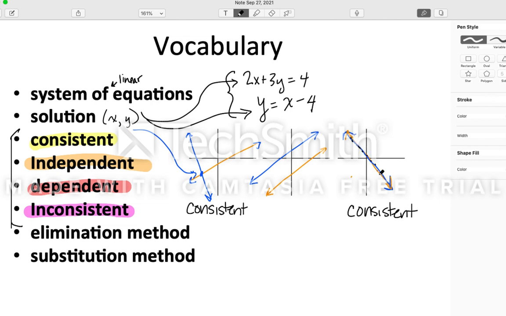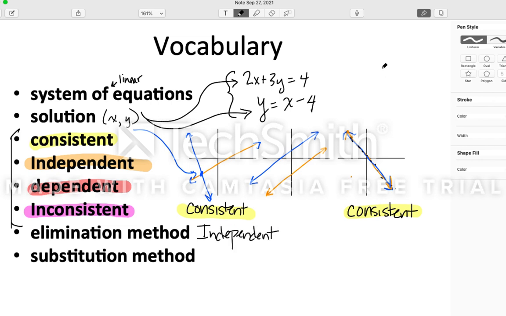Every point is going to be a solution for both of these, for this particular system of linear equations, right? So I'm going to highlight that. And then the next term is independent, and we know what independent means. These two lines are different, whereas these two aren't. So this is considered an independent situation. This is independent, all right?